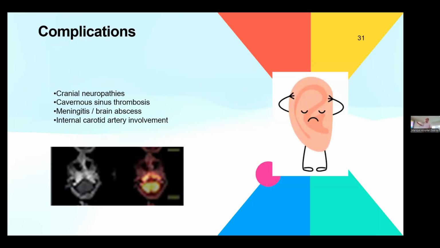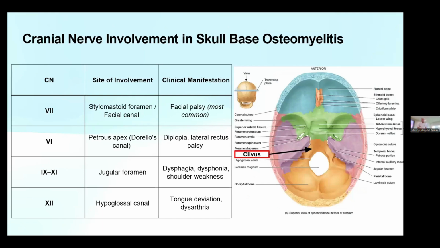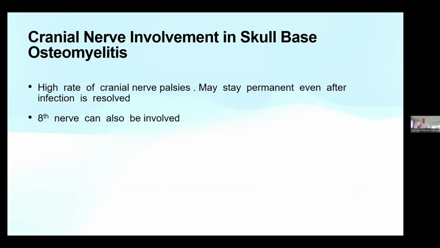Now, the patient can land up with cranial neuropathies. Later on, once it goes intracranial, you may have cavernous sinus thrombosis, meningitis, brain abscess, ICA involvement. All this can happen. Now, which cranial nerves? Most common is facial, sixth nerve in the petrous apex, ninth, 10th, very common. Then the swallowing problems come, dysphagia starts, the 12th nerve, the tongue movements are affected, and there is a high rate of cranial nerve paralysis, especially in advanced disease.